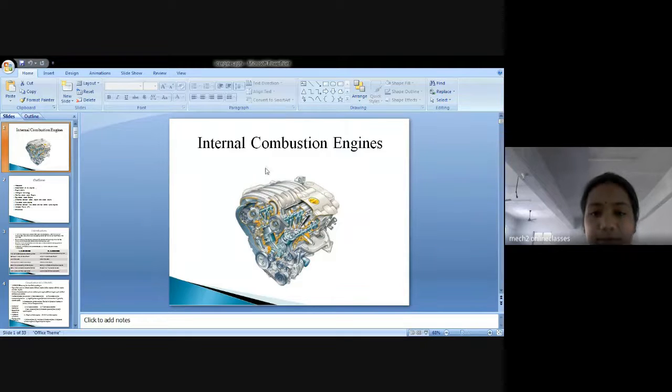So here we learned completely about the engine. The third unit is testing and performances, where we'll see numericals and compressors.